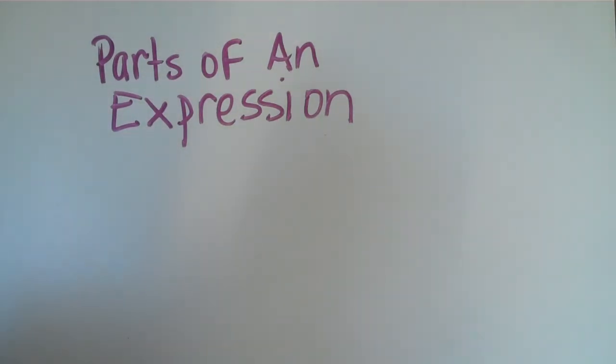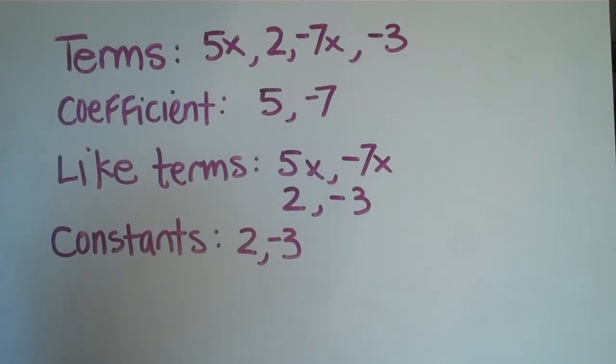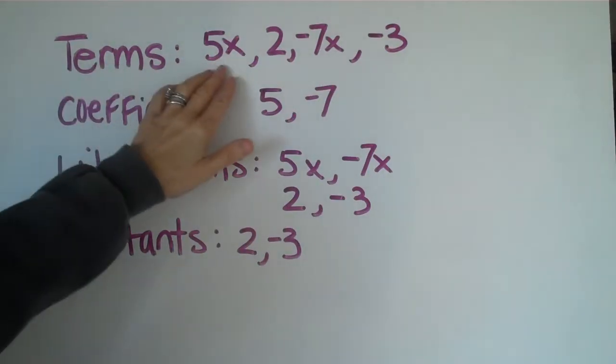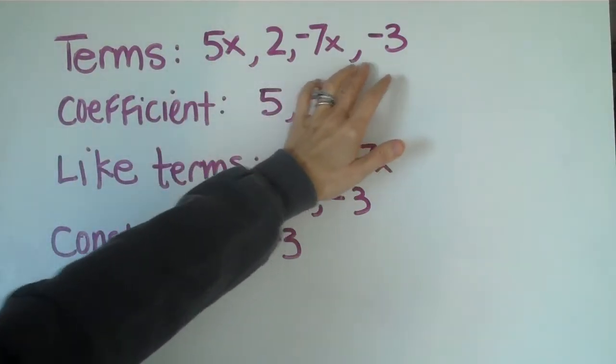Okay, we're just going to talk about identifying the parts of an expression, because there are different parts that you should be really comfortable with. The different parts of our expression are the terms, the coefficients, the like terms, and constants. Now, by terms, I mean terms like 5x, or 2, or negative 7x, or negative 3.